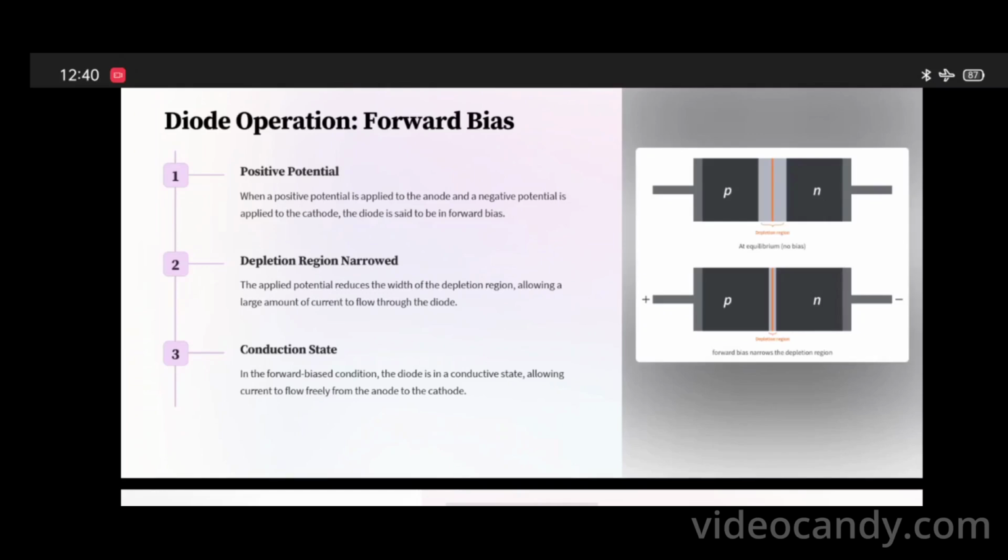Second point is depletion region narrowed. The applied potential reduces the width of the depletion region, allowing a large amount of current to flow through the diode. Number 3 is conduction state. In the forward bias condition, the diode is in a conductive state, allowing current to flow freely from the anode to the cathode.